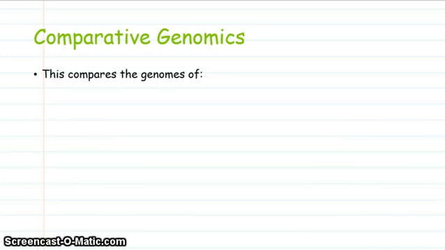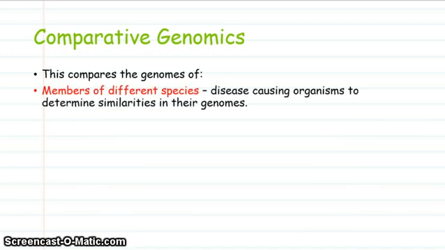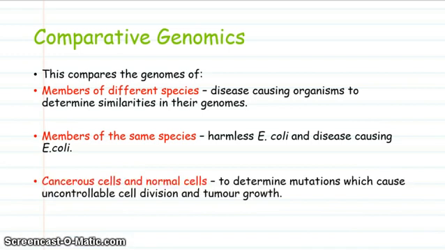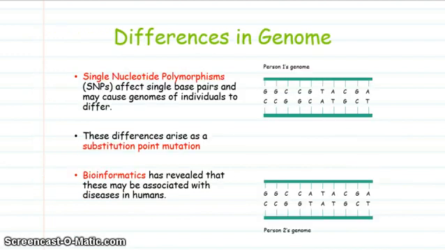We can use genomics to compare the genomes of different organisms of different species to determine the similarities in their genomes. We can also compare members of the same species, such as harmless E. coli and E. coli which could cause disease, and the differences in cancerous and normal cells to see how different mutations cause cancerous growth. Differences in genome could be due to what are called single nucleotide polymorphisms. These are essentially point mutations, and their importance can be revealed by bioinformatics. And in this case, there's the single substitution point mutation there.